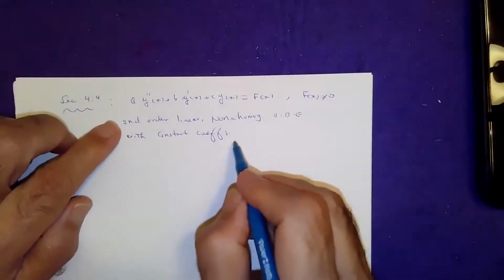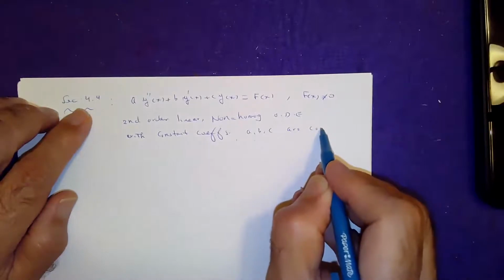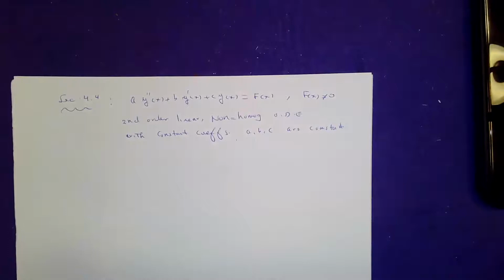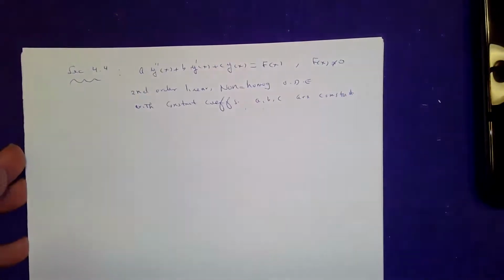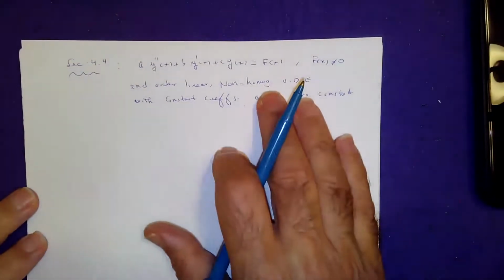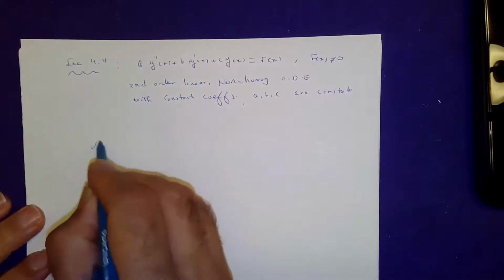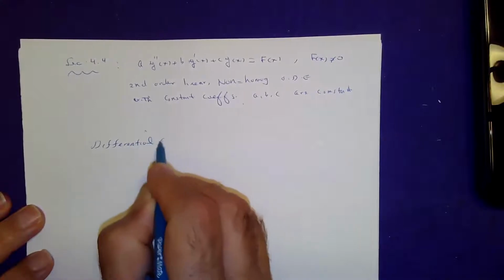So what does that mean? That means A, B, C are numbers, are constants. Okay, now what? To do these kind of problems, I need to back up and define a few items so we can come back and solve these guys. One of them is called the differential operator.